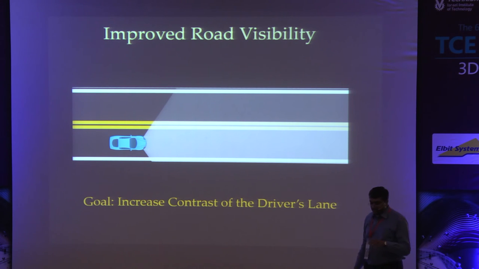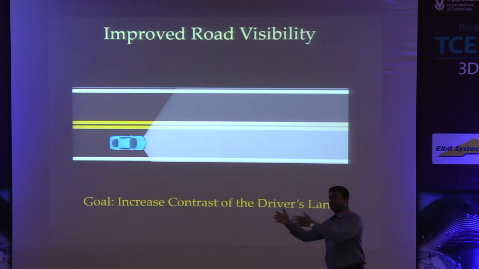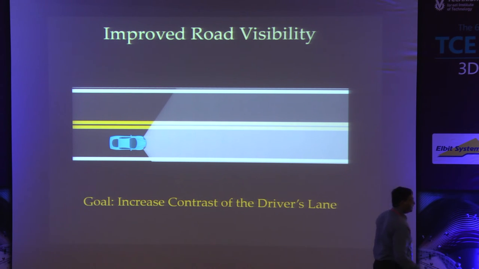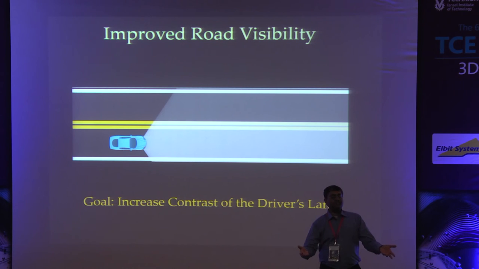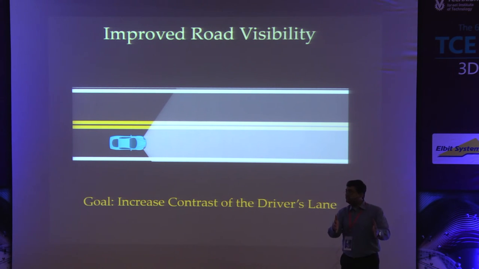Here you can actually project lanes so that you have better contrast between your lane and the next lane, your lane and the sidewalk, your lane and the divider, and so on. And this is very important because when you're driving at night and it's raining pretty hard, you don't see the lane markings, right? It's pretty shiny. And so you are able to now give a better guide for the driver, right?